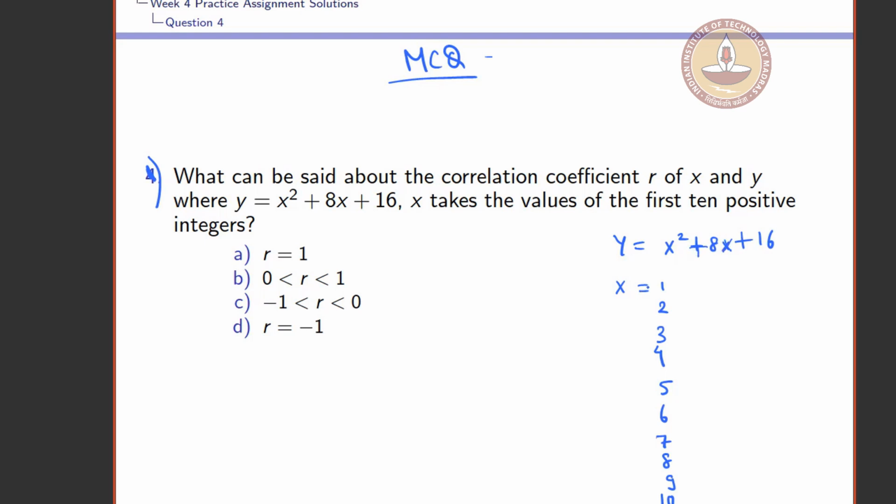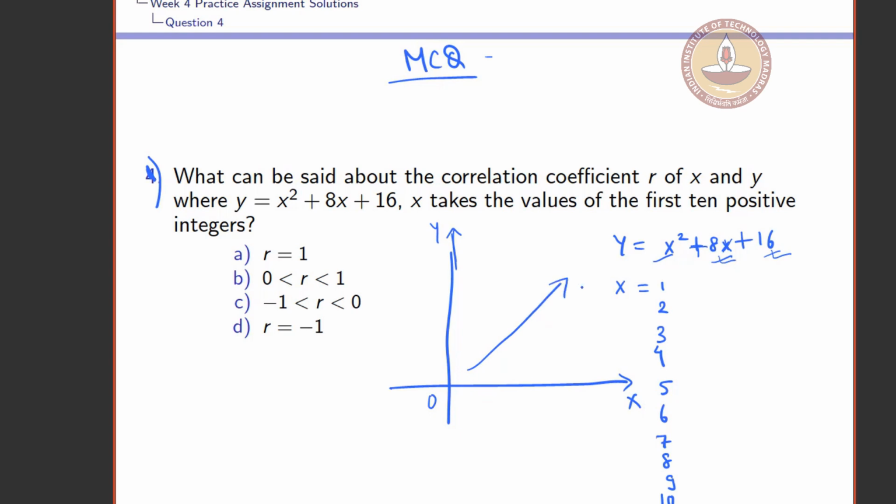As you can see, x is a positive integer, so x square will be positive, 8x will be positive, and if you add 16, that is also going to be positive, and it is definitely going to be greater than x. So if you draw the graph, as x increases, your y will also increase. This is your x and this is your y. So it will be in this direction.